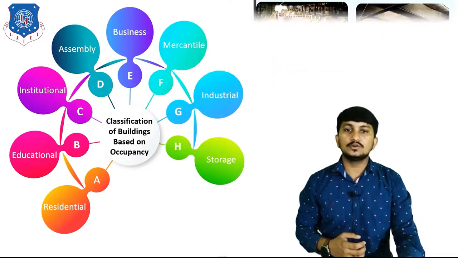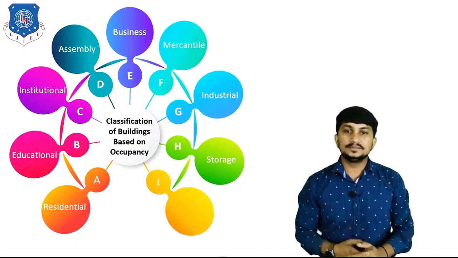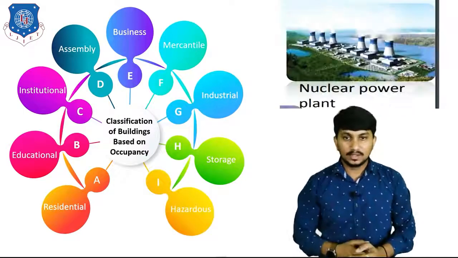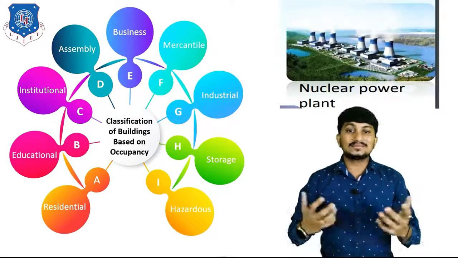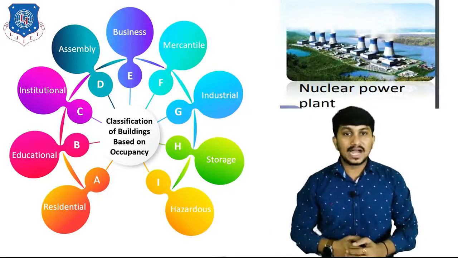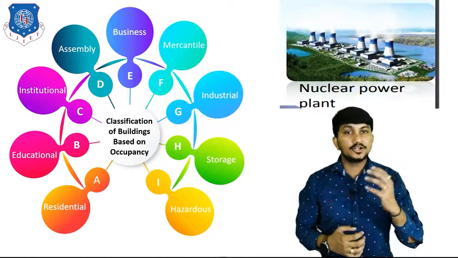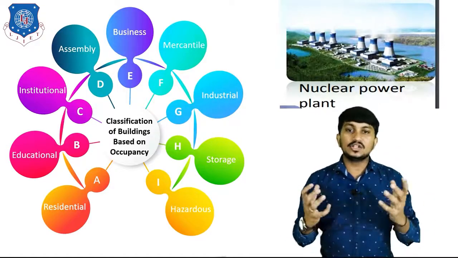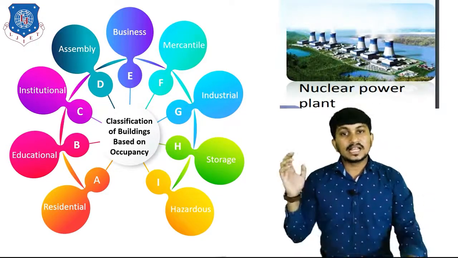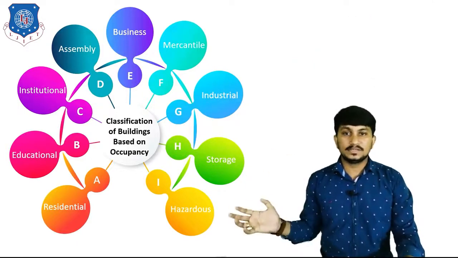Next group is Group I, which is called hazardous type of building. The buildings which are liable to explode by any material are called hazardous type of building. The examples of hazardous buildings are nuclear power plant or any research laboratories. These are the classification of building based on occupancy.